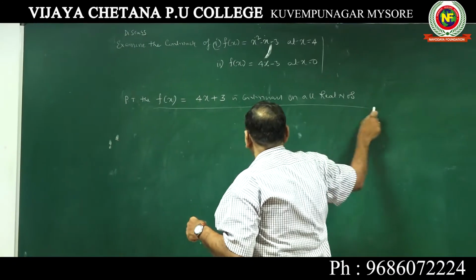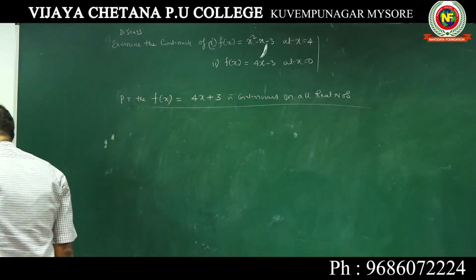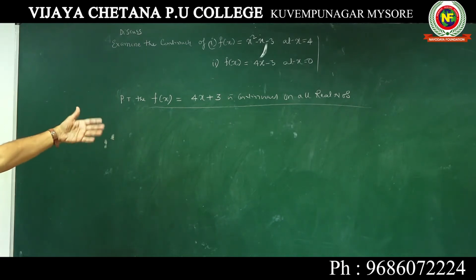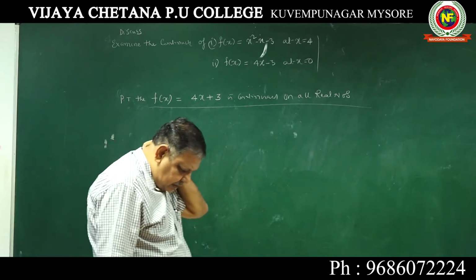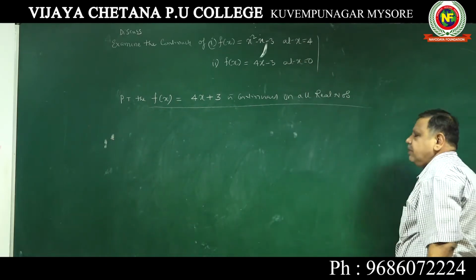That is the question. Here is the difference. So what is the difference between this problem and the previous problem? Here they are asking you to prove the continuity of this function on all real numbers, and they have not given a value like x equal to 4 or x equal to 0.